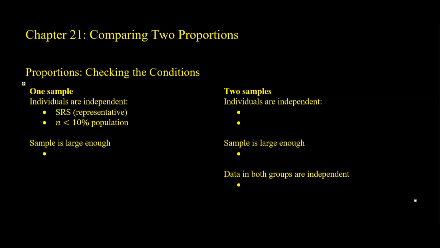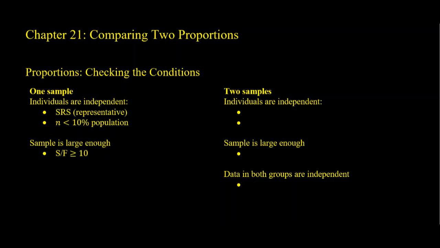When the sample is large enough, we also need to state, and we use the success failures for this. So there are at least 10 successes and at least 10 failures. We should be very familiar with those now. For two samples, it changes just a little bit.